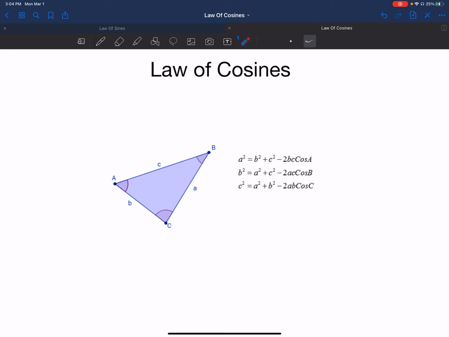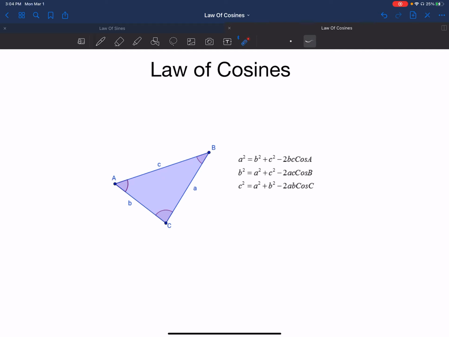Same thing as before, when we name the sides opposite to the angles, we use the same letters. So across from angle A, we'll have side A. Across from angle B, we'll have side B. And across from angle C, we'll have side C.